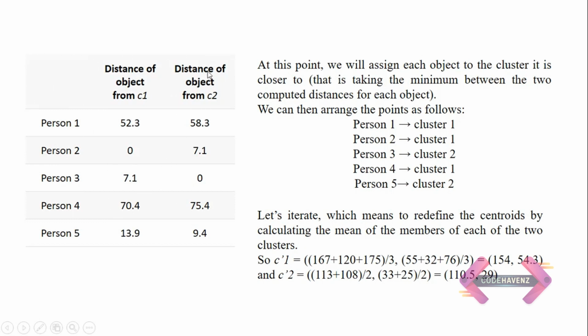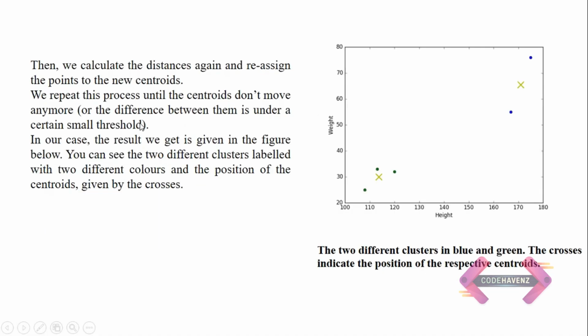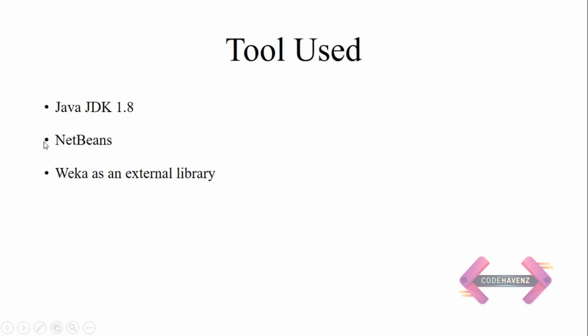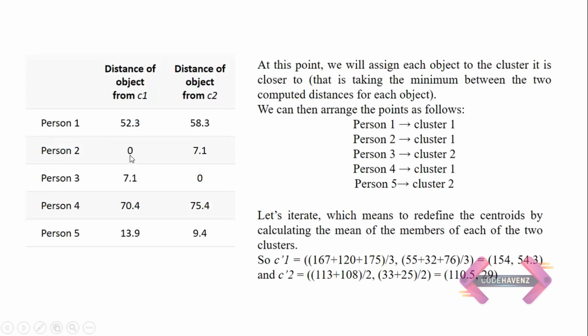By analyzing this table, the person whose distance is minimum to C1, I have clustered into cluster number 1, that is person 1, person 2 and person 4, as person 1 is having the distance 52.3, person 2 is having the distance 0 from cluster C1, and person 4 is having the distance 70.4 from C1. Similarly, person 3 and person 5 are grouped together into cluster 2 because the distance to centroid 2 is less than to centroid 1.